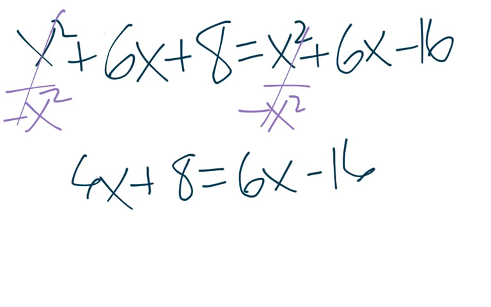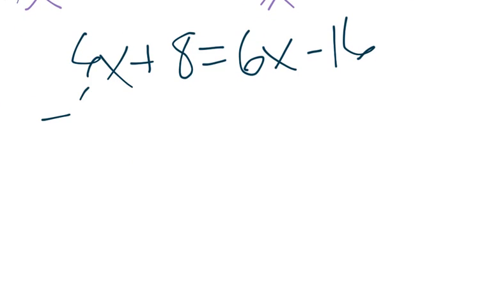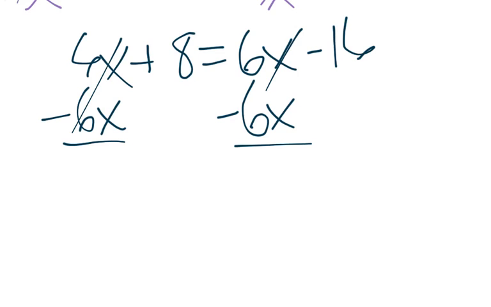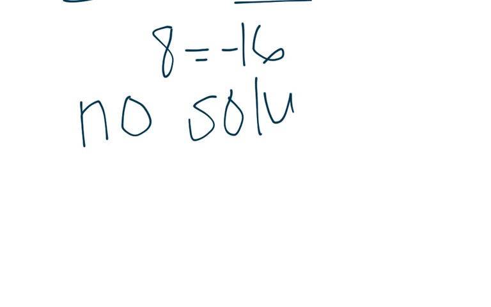Now we want all the x's on one side and all the numbers on the other side, so we're going to subtract 6x from both sides. But what happens is that these two end up canceling out, and we have 8 equals negative 16, which makes no sense because there is no situation on earth where 8 would equal negative 16. Whenever you have something like this, what you're going to write is no solution. So this is the answer, no solution.